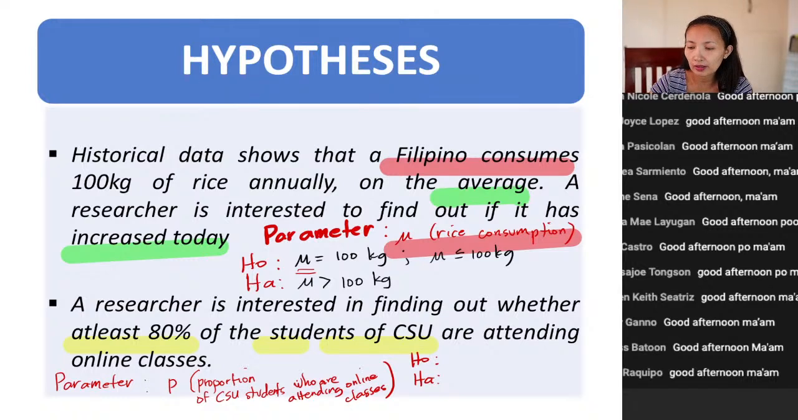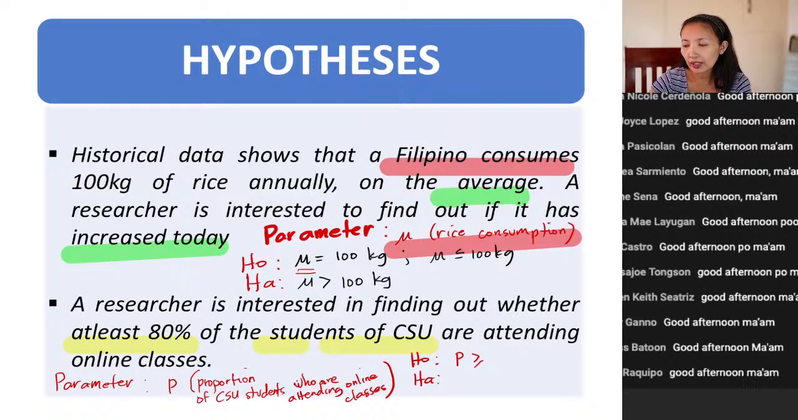Kanina, we underscored the word increased. This time, at least 80%. At least 80%. How do you understand at least 80%? What do we mean by that? This means 80 and above, correct? The proportion could be equal to 80 or equal to or more. So that means our HO will be P, proportion is equal to or greater than 80%.